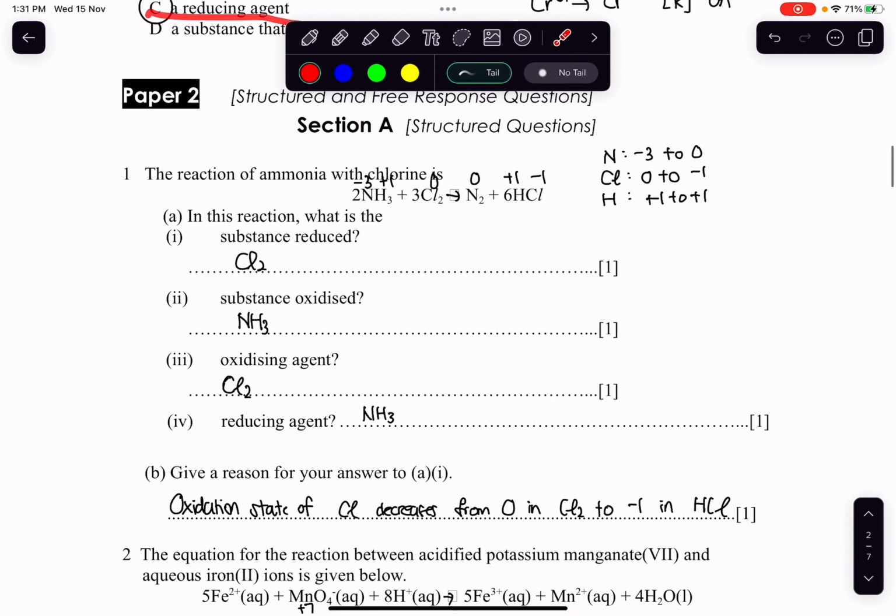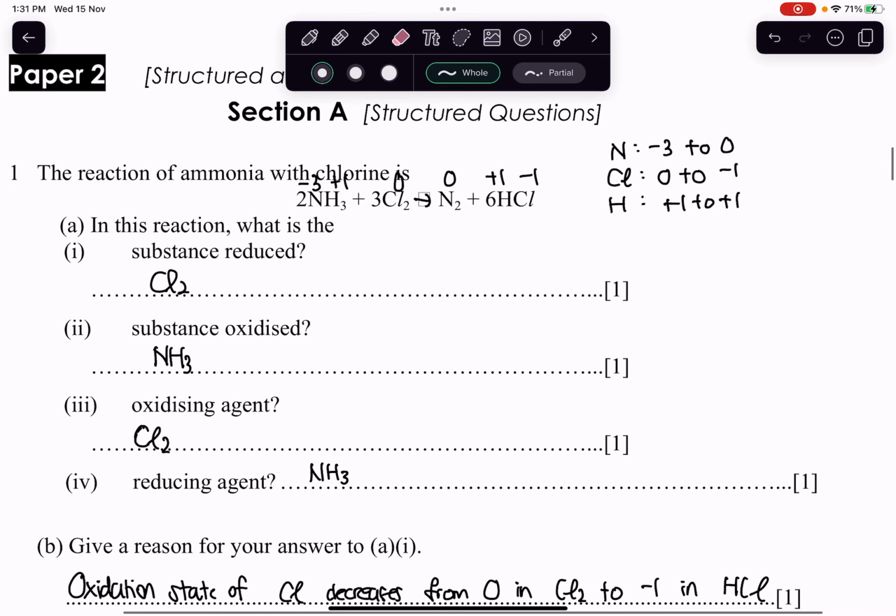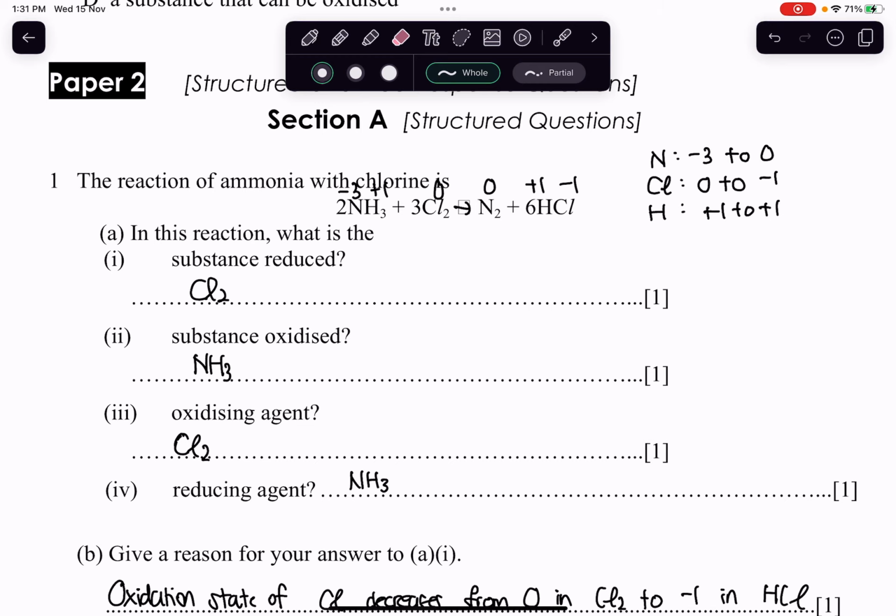Now for section A. Before we even start this, you will want to assign all the oxidation states to all the elements. Then it will be much easier to do. So you know that N will be -3, H will be +1, Cl2 will be 0 because it is an element, N2 is 0 because it is an element, H is +1 and Cl is -1. So what is the substance reduced? There must be a decrease in oxidation state, which is chlorine from 0 to -1. So Cl2 is reduced.